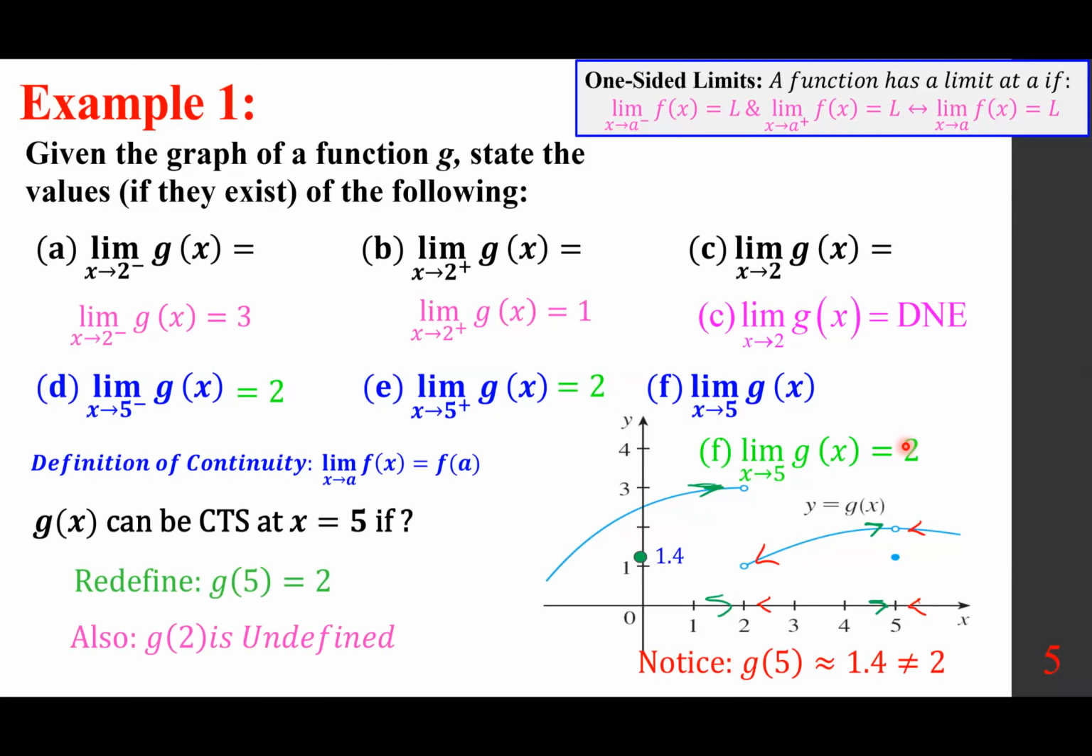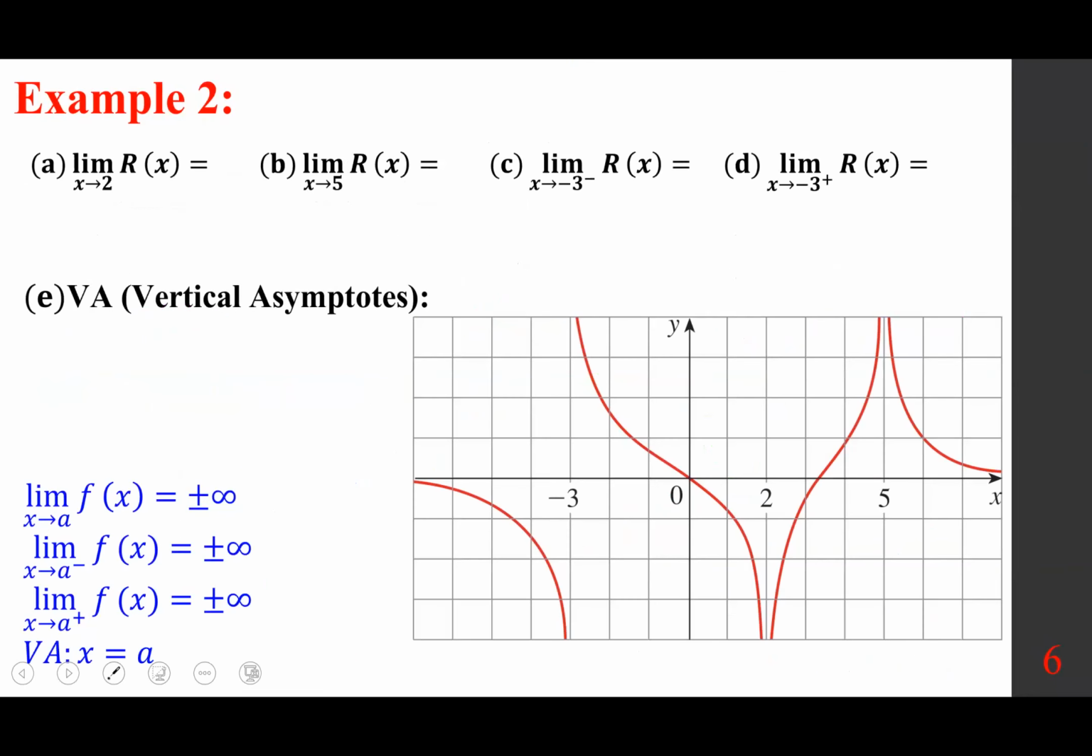This is understanding the graph. So we want to find the limit of this function as x approaches 2, 5, negative 3 from the left and right. We want to find the vertical asymptotes. And I remind everybody that when the limit of a function, when x approaches a, or a from the left or right, is positive or negative infinity, the result is that x equals a represents a vertical asymptote.